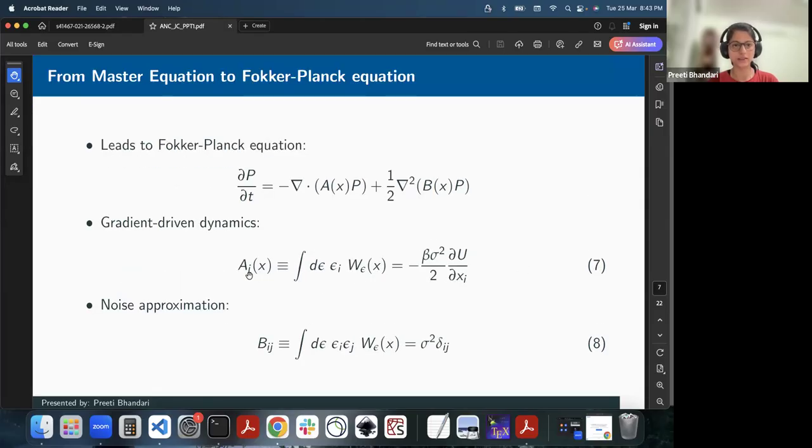In that case, your gradient descent equation looks something like this. Previously you had minus alpha del U by del x_i. Now your learning rate is dependent on beta and sigma when beta is less than infinity, and this is your noise term.